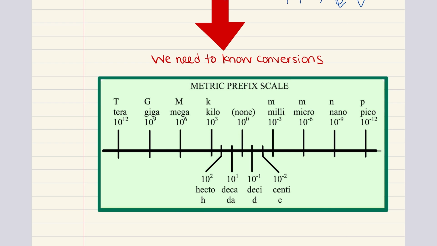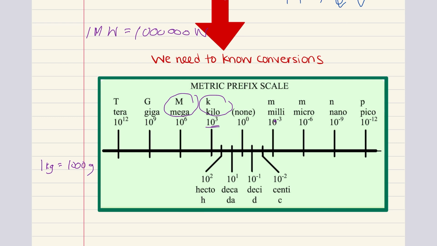Let's start with mega. Mega represents 10 to the 6, or 1 million times the base unit. So for example, 1 megawatt is equal to 1 million watts. What about kilo? Kilo corresponds to 10 to the 3, or 1,000 times the base unit. So 1 kilogram is equal to 1,000 grams.